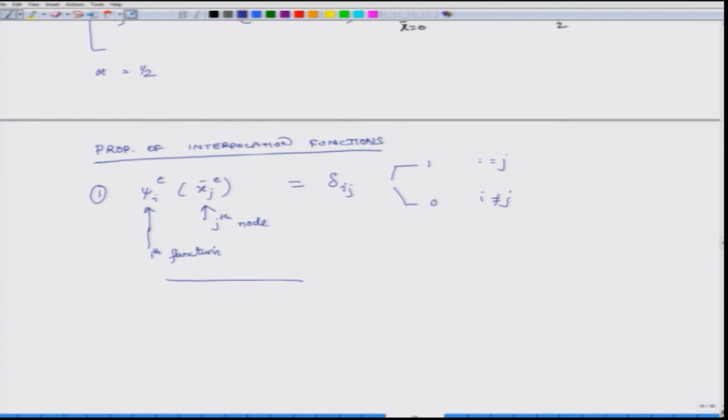So, this concludes our discussion of interpolation functions. In the next class we will use these interpolation functions to develop element level equations, and once we have developed those element level equations, we will assemble them. So, now we will start looking at all the nitty gritty details of FEA. Thank you very much, and we look forward to meeting tomorrow.